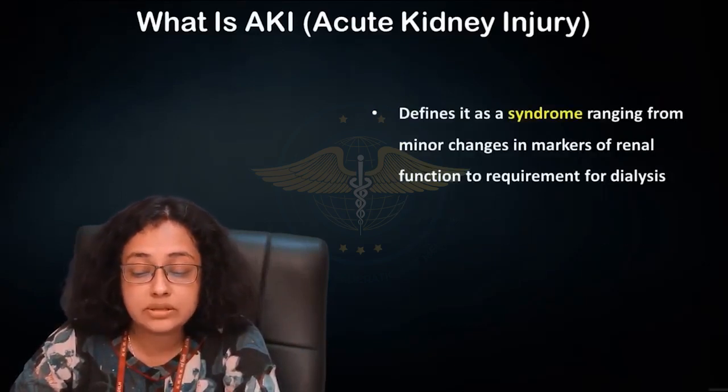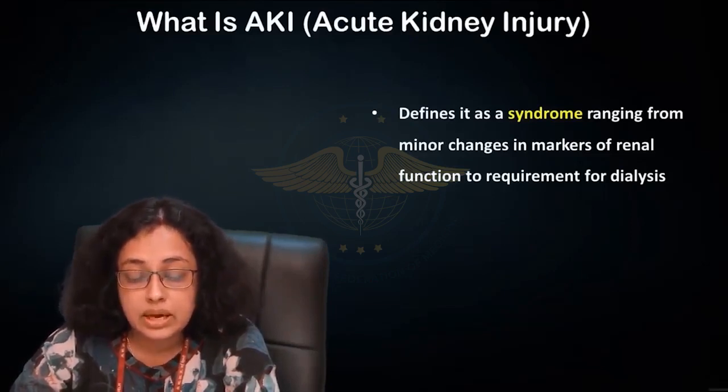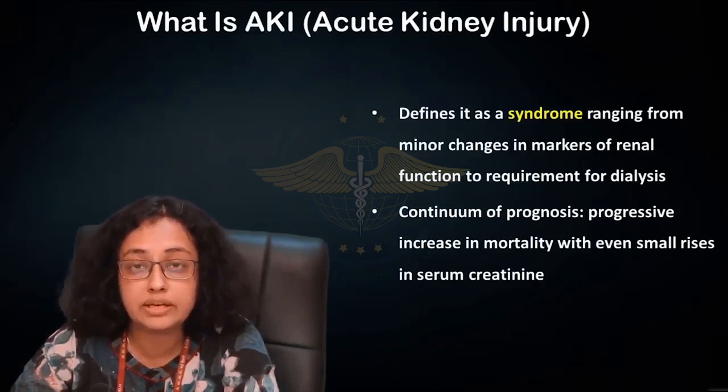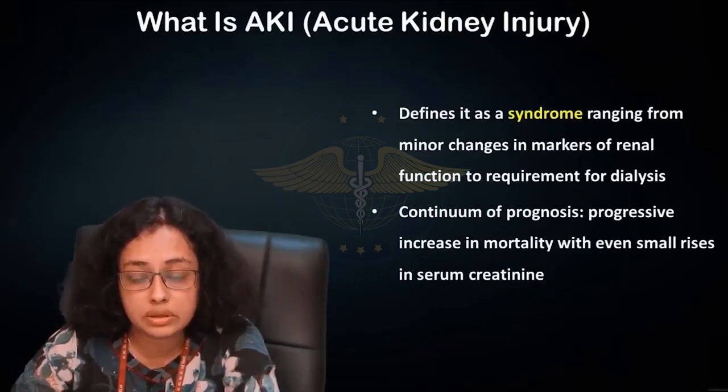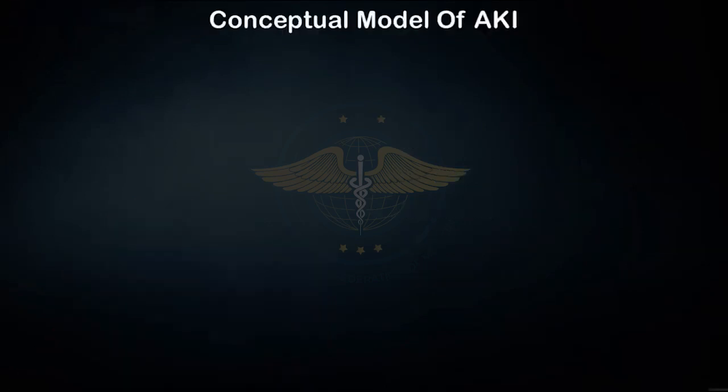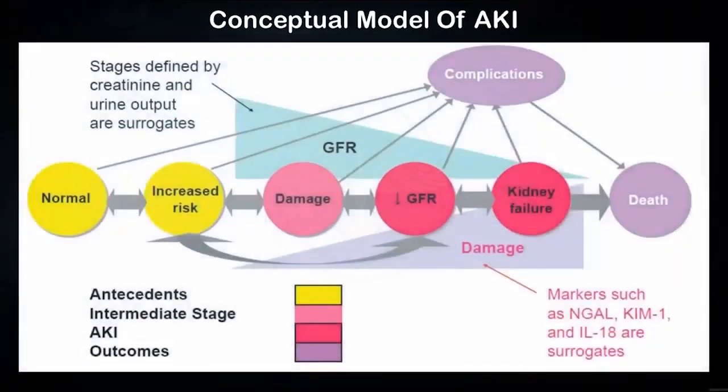So it is defined as a syndrome ranging from minor changes in biomarkers of renal function to severe loss of function requiring dialysis. And this continuum also extends to the prognostication of disease. There's a progressive increase in mortality, even with small rises in serum creatinine. So AKI is more of a spectrum rather than just a disease manifestation. This led to the development of the conceptual model of acute kidney injury.